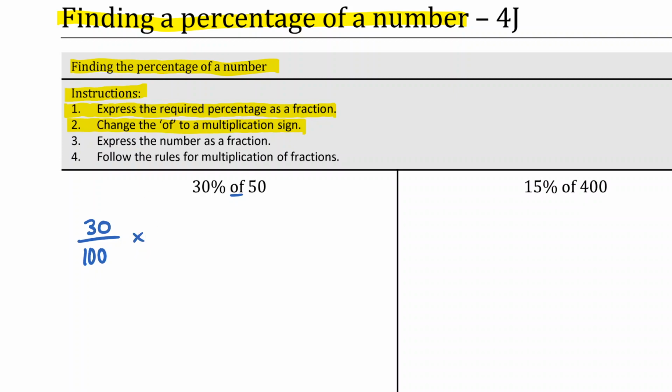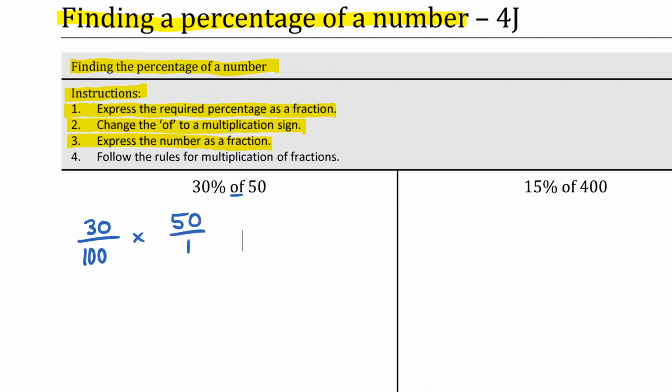Next, step 3. Express the number as a fraction. So our number here is 50, and we know that if we want to express that as a fraction, it's going to be 50 on 1. Whenever you want to turn a number into a fraction, you just put it over 1.